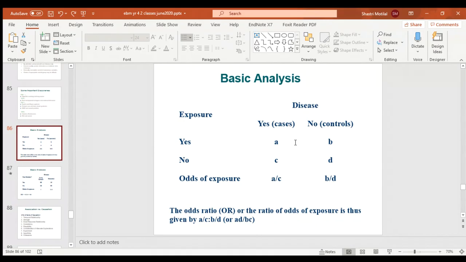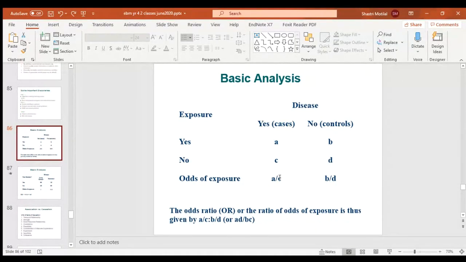So in that example, the odds of the cases having the exposure, if A was 20 and C was 80, would be 20 divided by 80, or 0.25, or a quarter. Similarly, for controls, we say B over B plus D. Let's just say here B was 40 and D was 60. So you could say 40% of the controls had the exposure, but we don't work out a rate, we work out the odds that the controls had the exposure: 40 divided by 60, 0.66, 0.67. So we work out an odds.